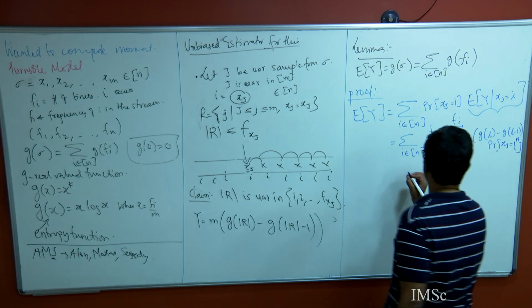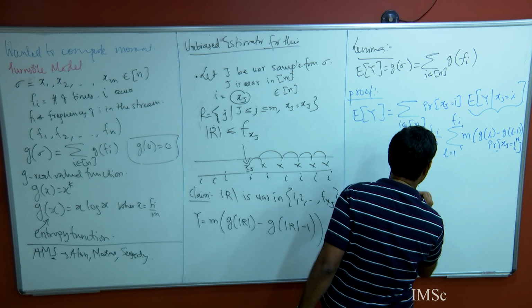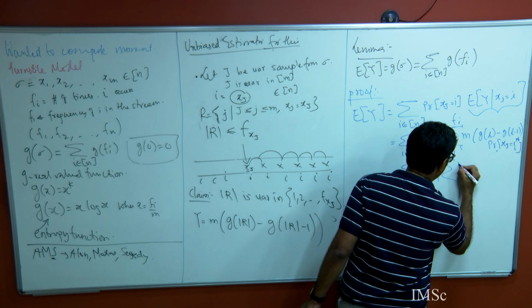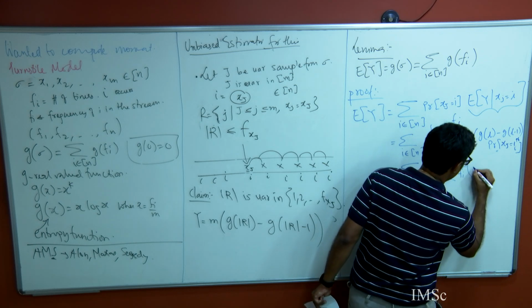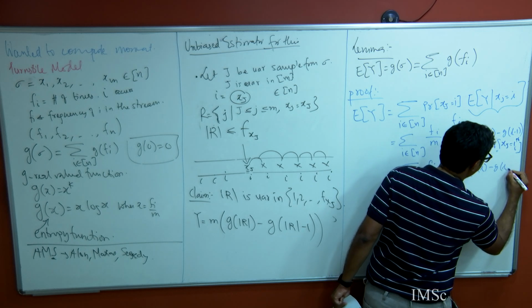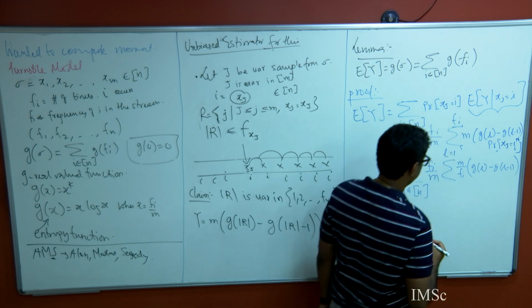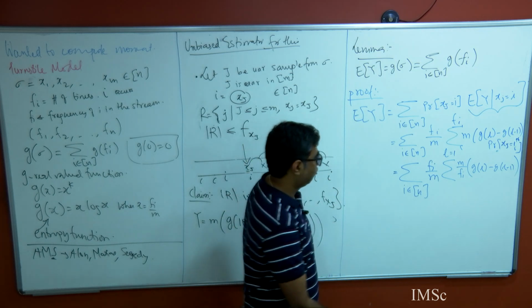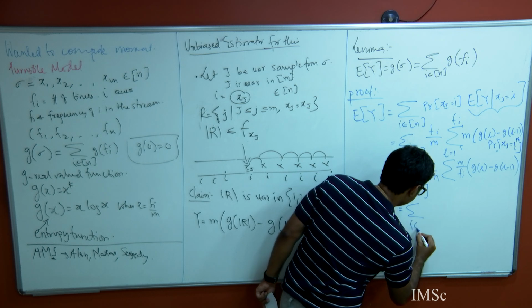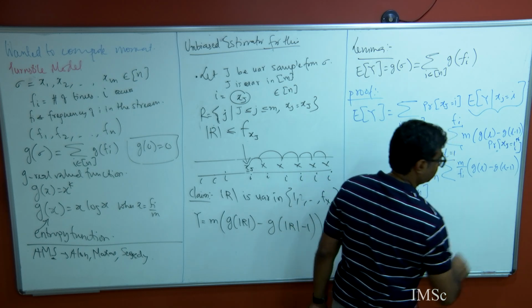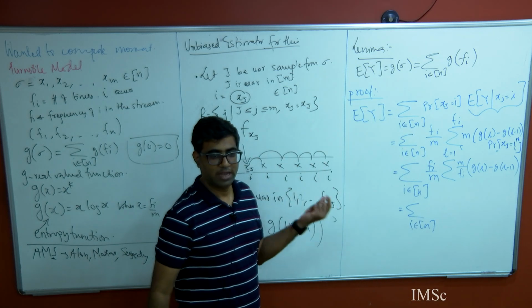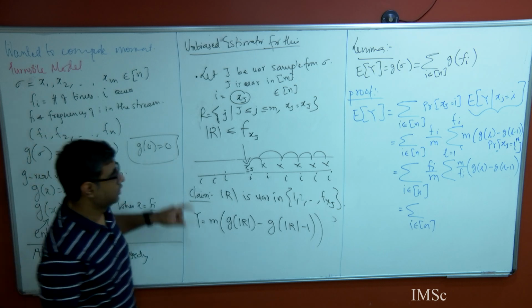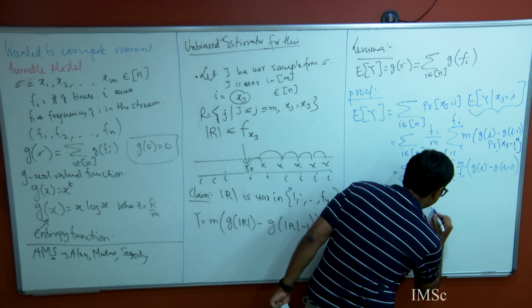Okay, so summation i going from 1 to n, Fi by m, summation m over Fi, g of L minus g of L minus 1. Okay, so if I take this out, m and Fi will get cancelled. What I am going to get from here, right? g of 0 and g of Fi, but I assumed that g of 0 is equal to 0, right? So this is going to be equal to g of Fi.